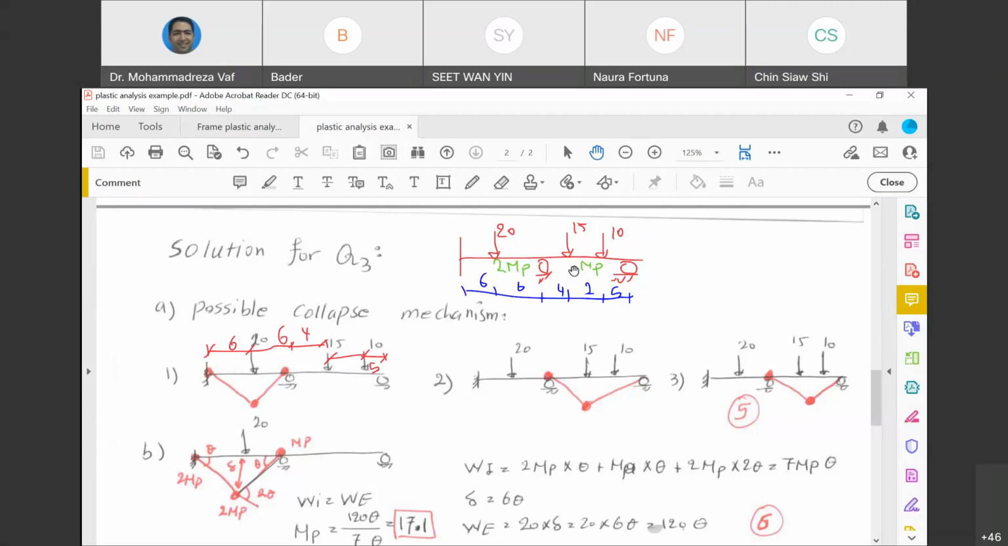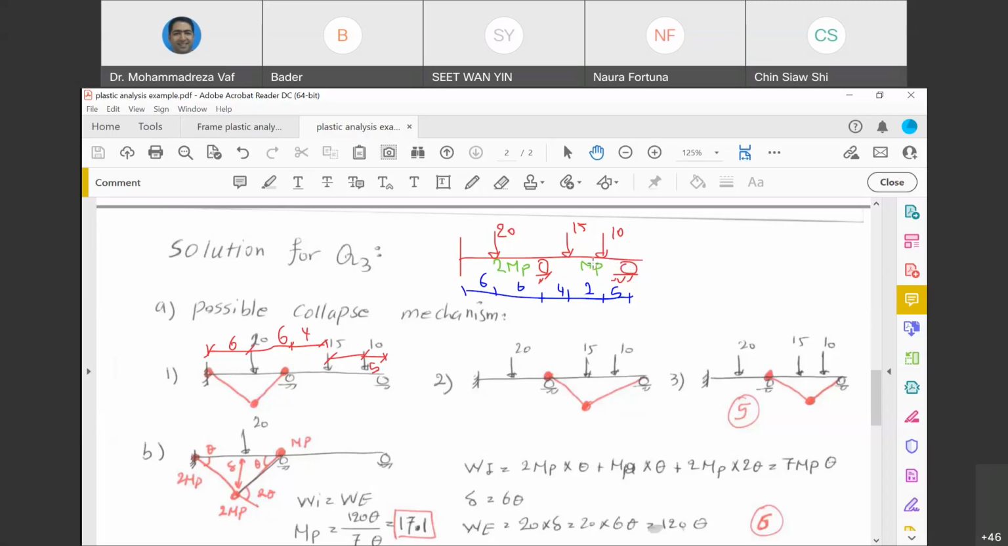Now we go to the second span. In the second span, we have to examine several cases. One of the cases is when, first of all, you should know that this span has 1 roller support on the right side. So since one of the supports is already a roller, in this span, we need to have only 2 plastic hinges to make the beam collapse.